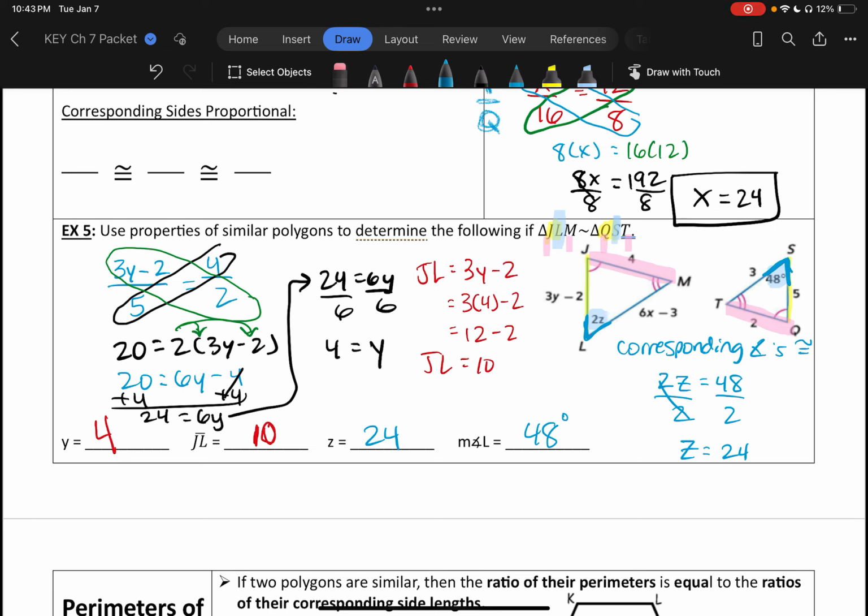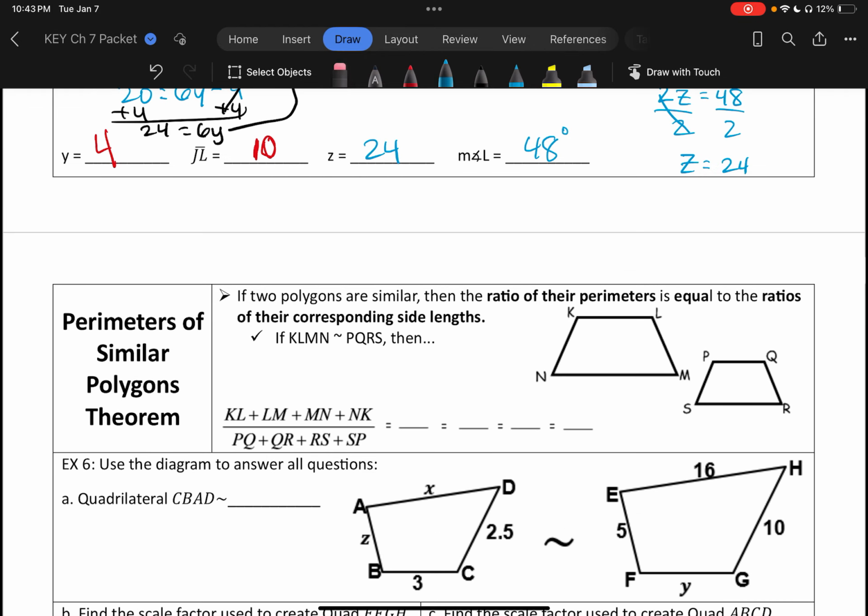All right. So again, the takeaway from this is to solve for missing sides, you're going to cross multiply. You need two ratios equal to each other. To solve for missing angles, if the triangles are similar, remember that corresponding angles are congruent. So these corresponding angles will just be equal to each other. And then we'll finish up with the last section of the notes.